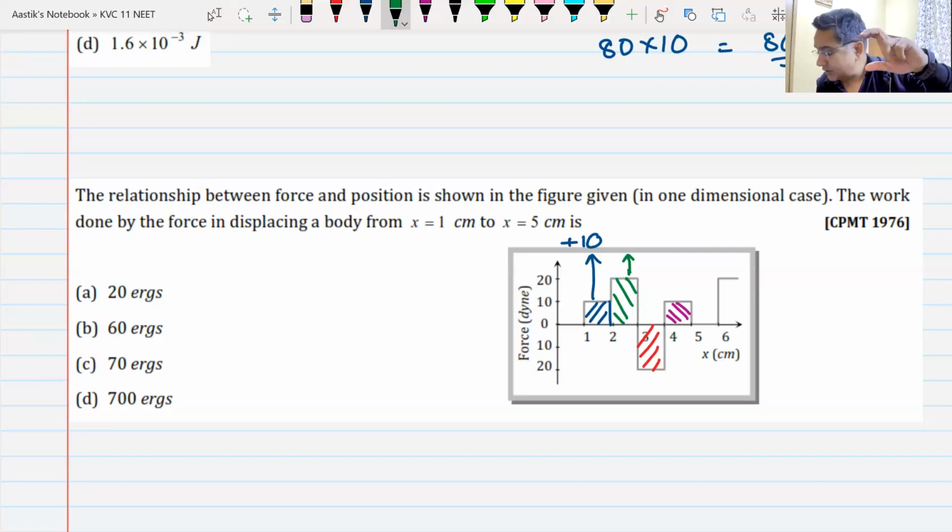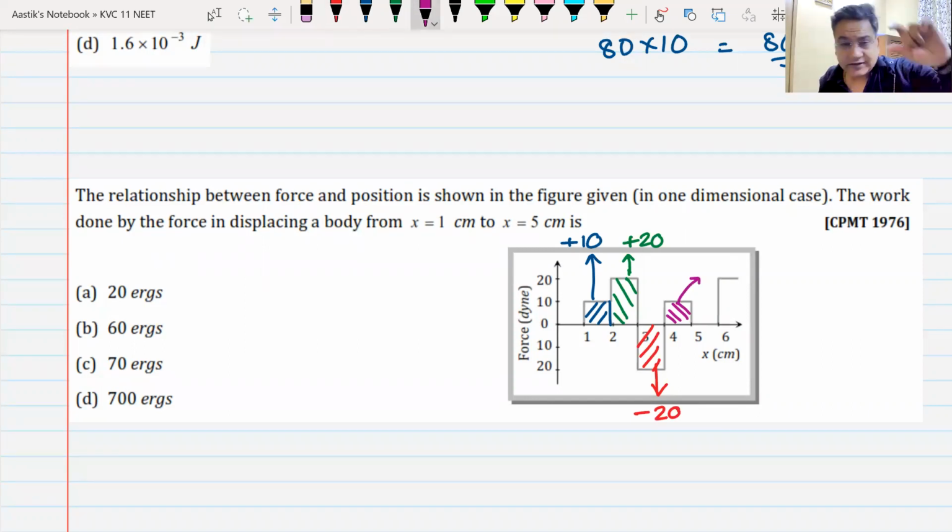The height is 20 and the width is 1, so it is plus 20. I hope everyone understands this. Then the red area: to find the area of this rectangle, the height is 20 and the width is 1, which is below, so I will take it as minus 20. Then I have to find this, whatever color this is, maroon or whatever. Height is 10, length is 1, so this is plus 10. I have to add up everything and I will end up with your answer, which is what? Which is the correct option?